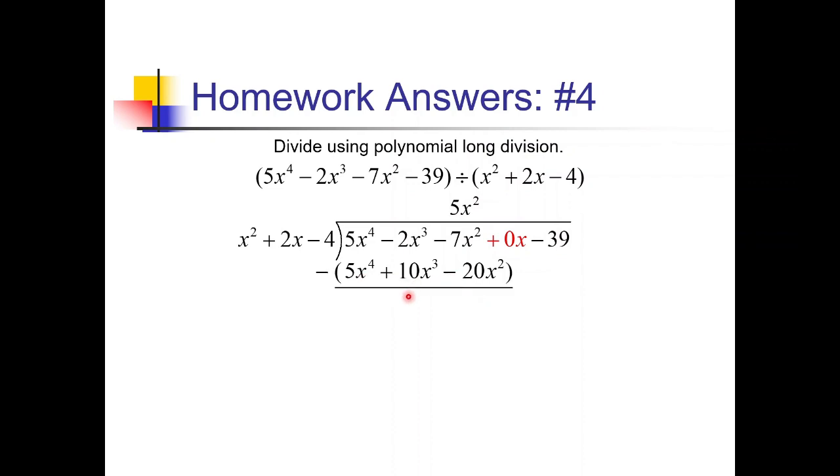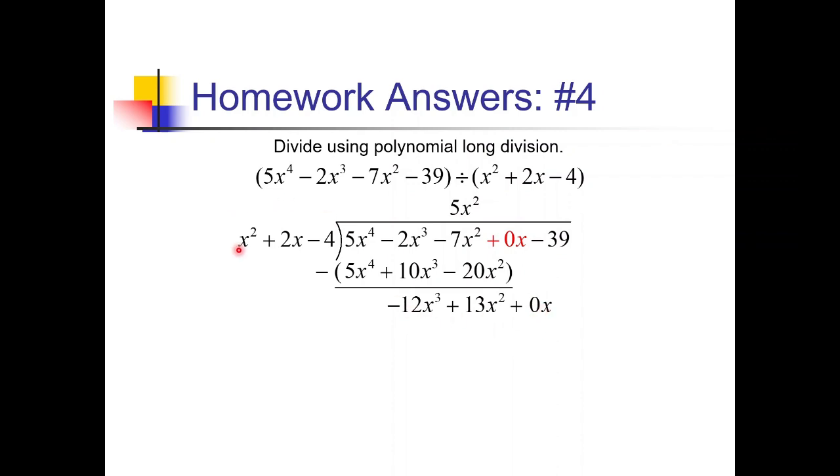Subtracting that trinomial, the 5x to the fourths cancel. We have negative 2x cubed minus 10x cubed, so that's negative 12x cubed. Next up, negative 7x squared minus negative, so plus 20x squared. That'll be 13x squared. And then let's bring down our next term, which is just a 0x.